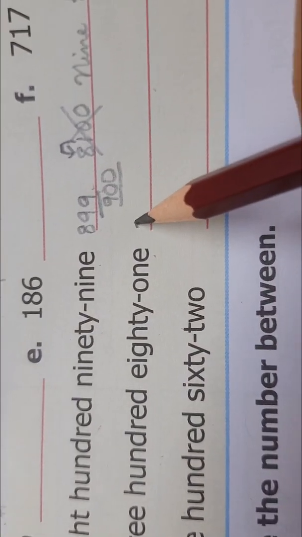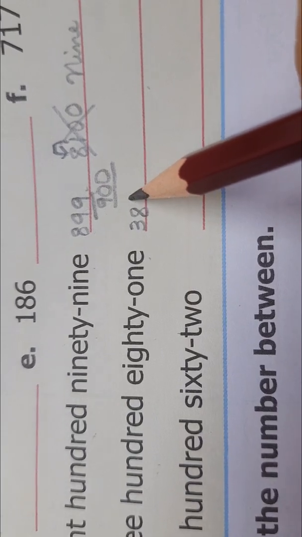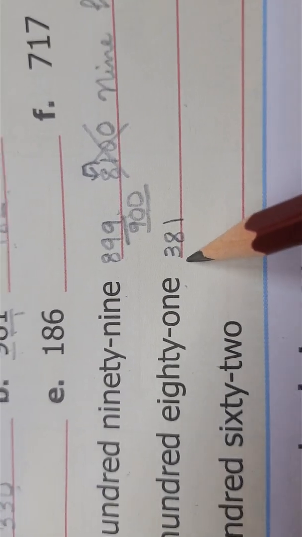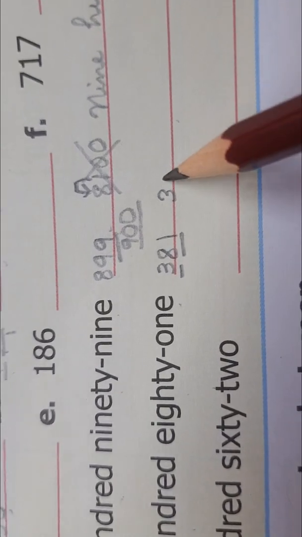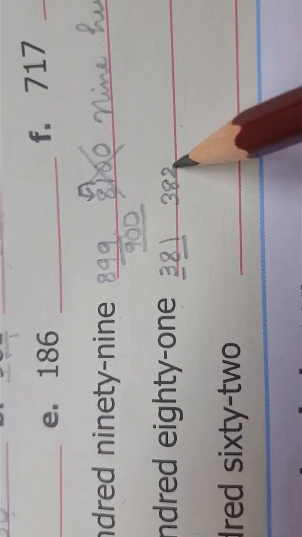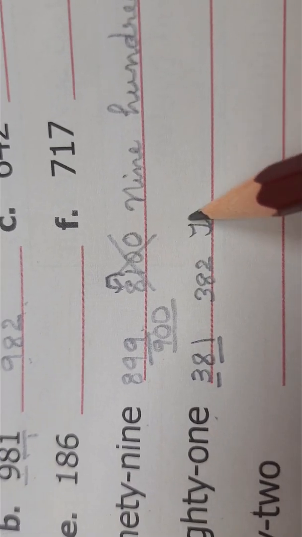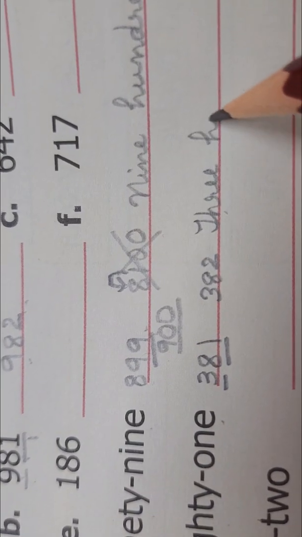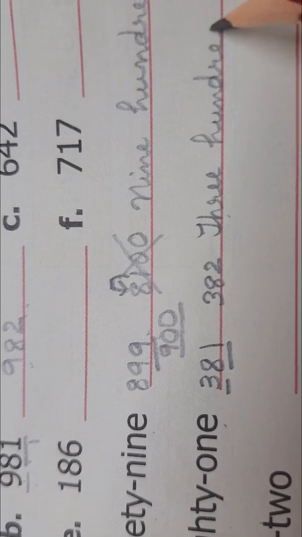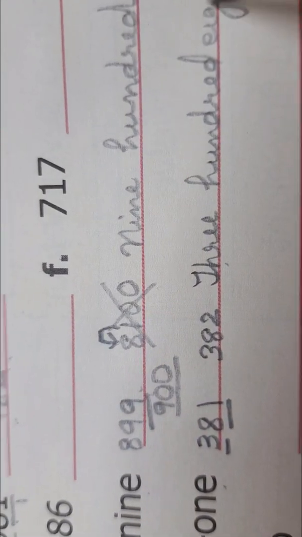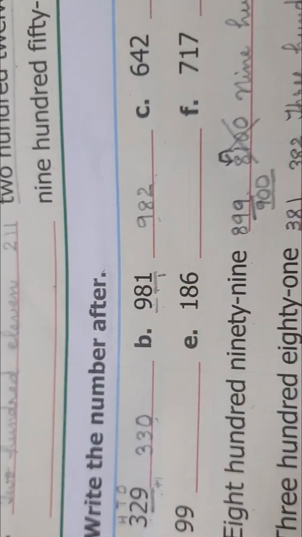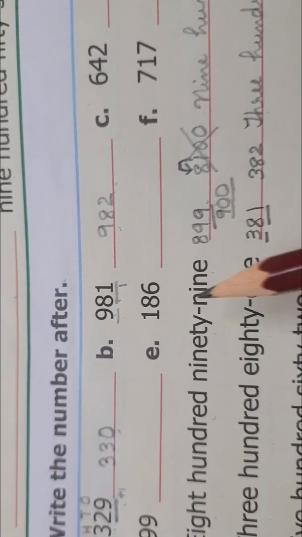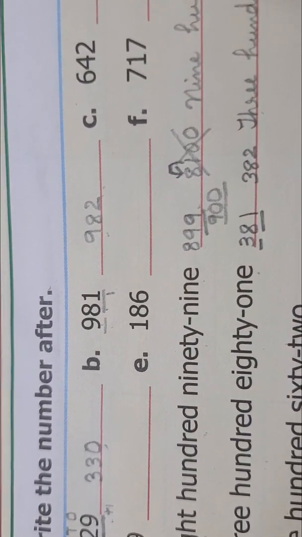Now, the next is 381. So, first we will write 381. Now, we will write 3 as it is, and after 81 we have 82. So, here we will write in words, that is 382. So, this way we can complete this exercise, that is write the number which comes after.